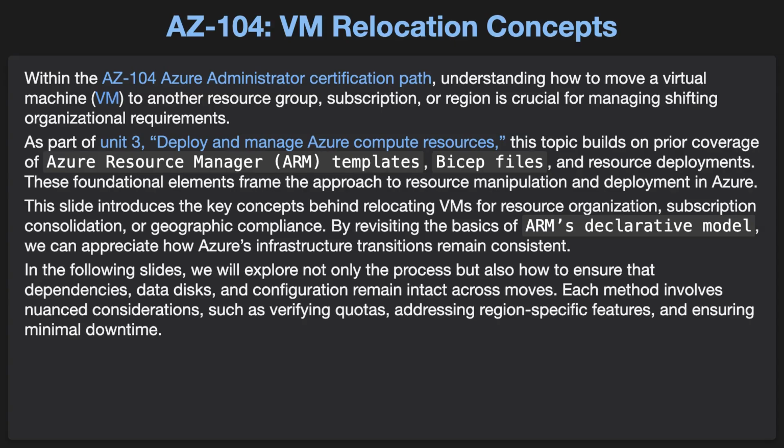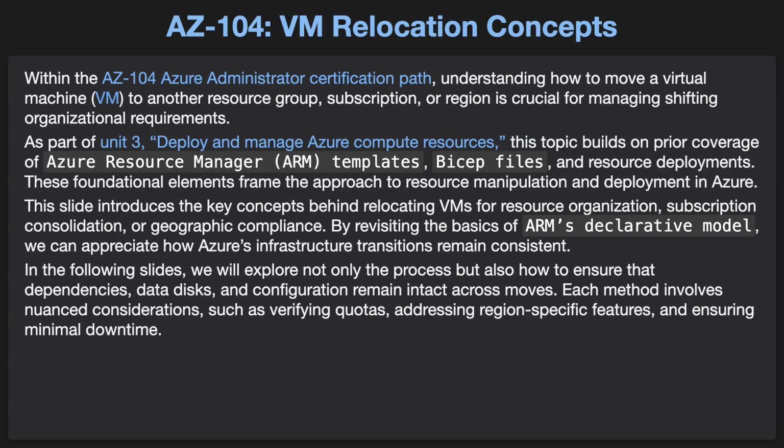Within the AZ-104 Azure Administrator Certification path, understanding how to move a virtual machine, VM, to another resource group, subscription, or region is crucial for managing shifting organizational requirements. As part of Unit 3, Deploy and Manage Azure Compute Resources, this topic builds on prior coverage of Azure Resource Manager, ARM, templates, Bicep files, and resource deployments.